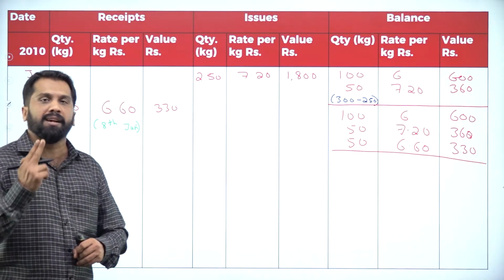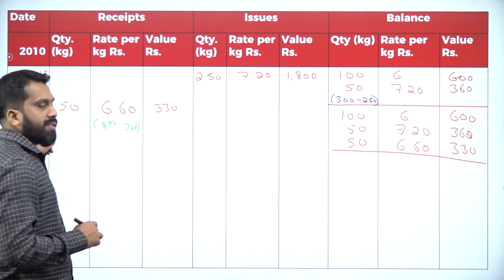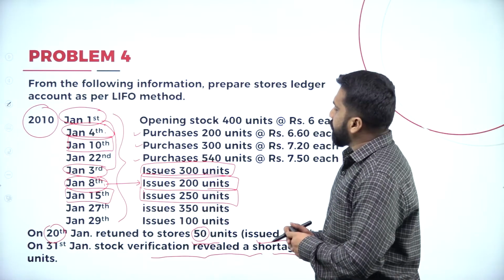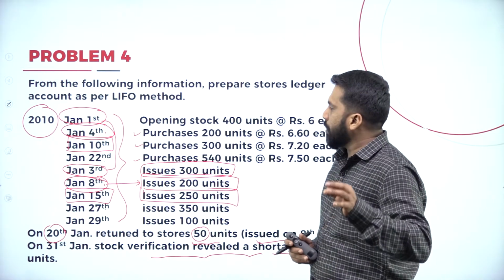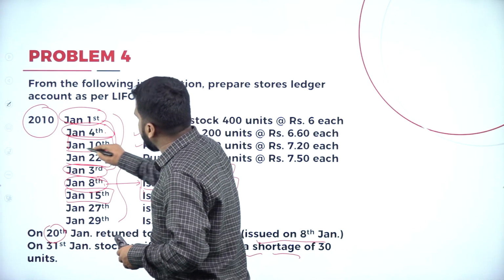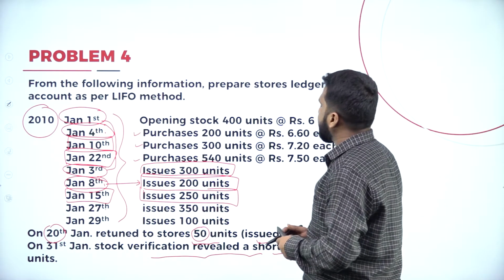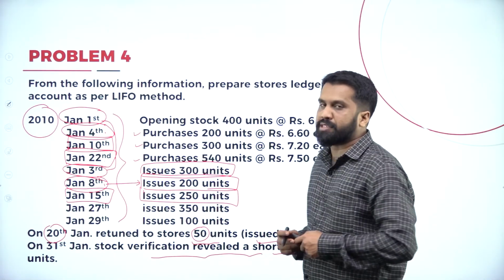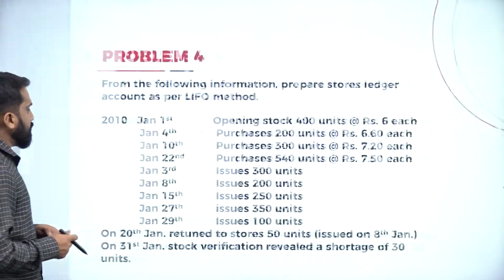Now, so this is all about your adjustment number 1. We have 2 adjustments. Out of 2, we have completed 1. So, January 20th, we have completed. Now, we'll go for the next one. After January 20th, do we have January 21st in the question? No. Do we have January 22nd? Yes. You have January 22nd. Purchases 540 units at 7.5. January 22nd, 540 into 7.5.